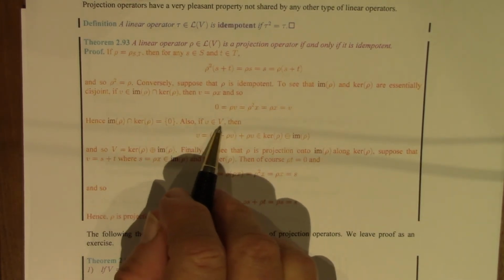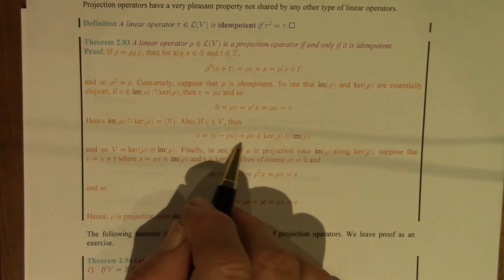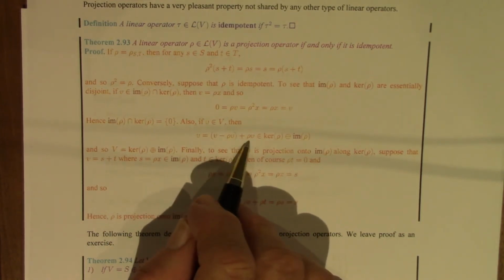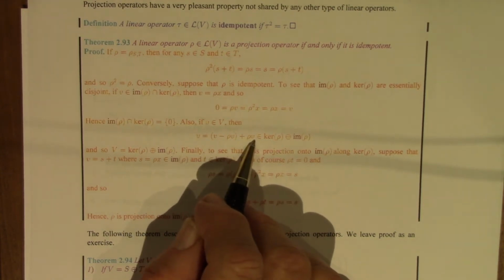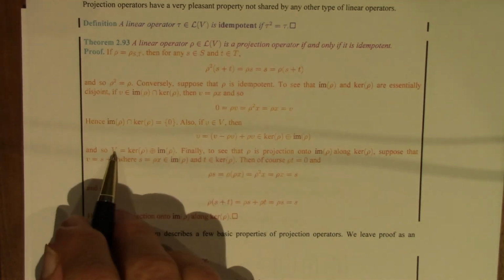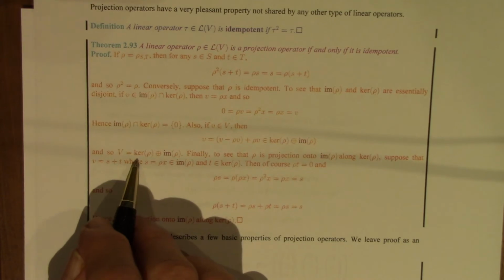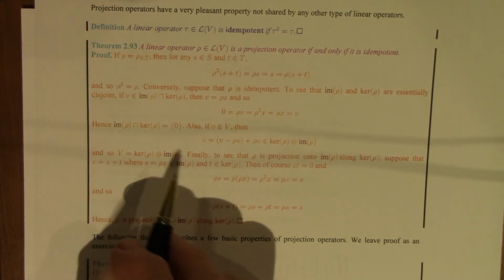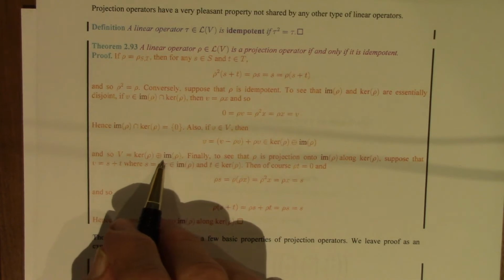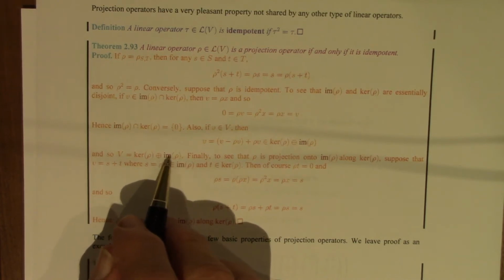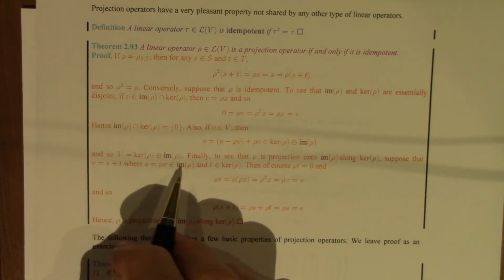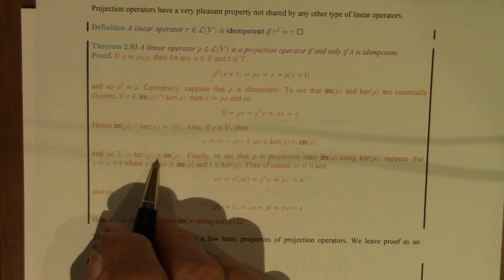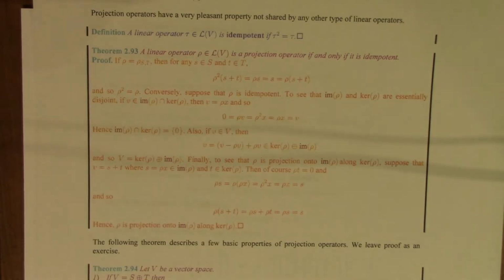Moreover, if we take any vector little v in V, we can decompose it into this sum. This is in the kernel of ρ, this is in the image of ρ. So V is in fact a direct sum of the kernel of ρ and the image of ρ. This only works because ρ is a linear operator, so that the kernel and the image both belong to V, or are subspaces of V, and because ρ is idempotent. Otherwise, these would not be essentially disjoint.